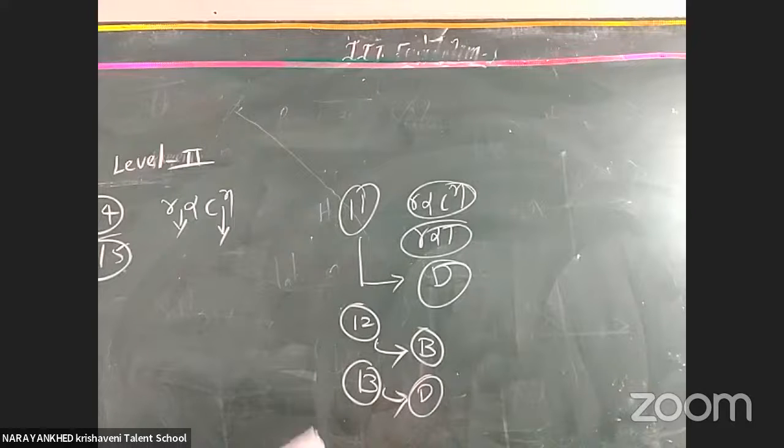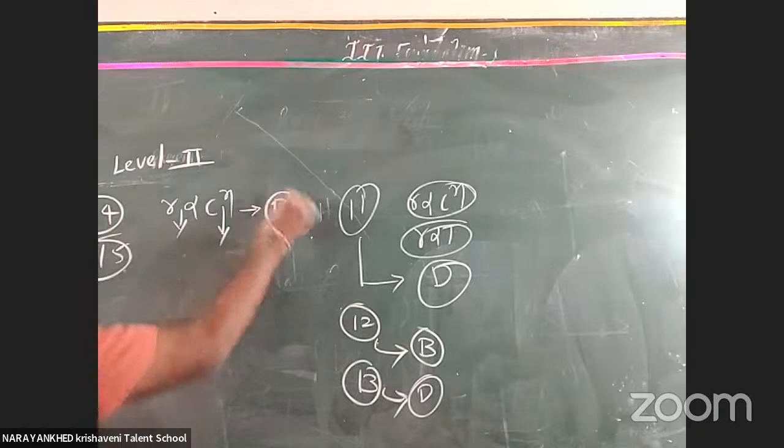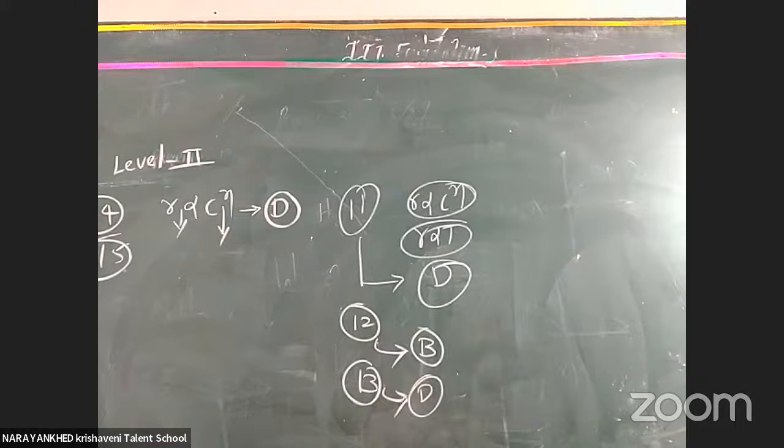Next one, increase the temperature. Increasing the temperature increases the rate of reaction. And the next one is addition of negative catalysts. Yes, it decreases the rate of reaction. Then the answer is A and C. Both A and C. That is answer D. Clear or not, all the students?